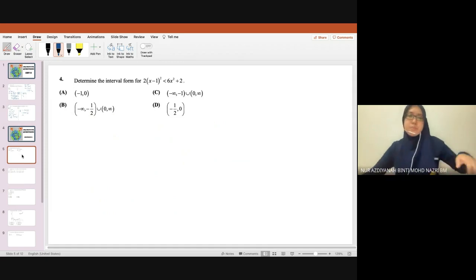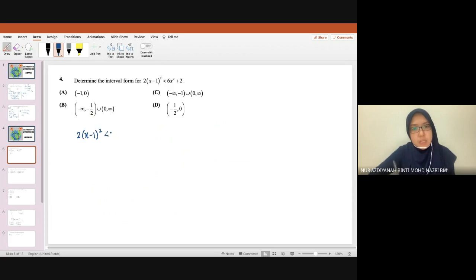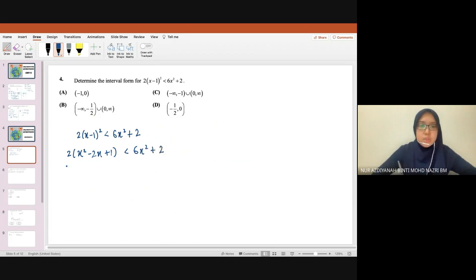Okay, so quadratic function, quadratic inequalities yang kita nak selesaikan. So kena simplify dululah macam biasa. Okay, so we have (2x minus 1) squared less than 6x squared plus 2. First of all expand dulu macam biasa yang ni. We have 4x squared minus 4x plus 1 that is less than 6x squared plus 2.